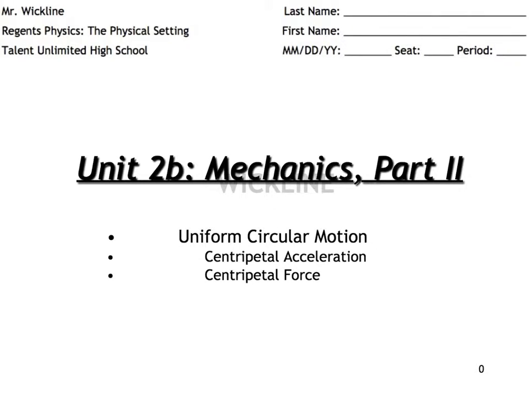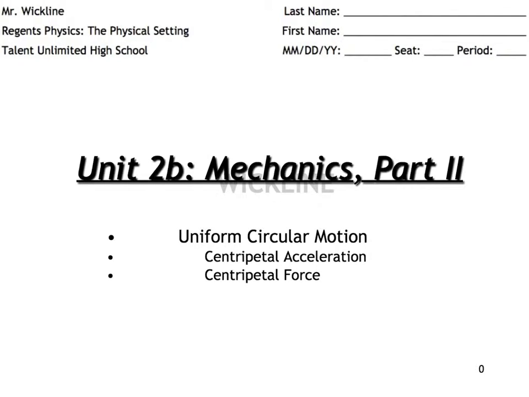Hello everybody, this is our first lesson after the Unit 2A exam, and this is uniform circular motion. Uniform, as you remember, just means constant, so we have this constant circular motion. So think about planets spinning around the sun, or if you have a rock tied to a string and you're swinging the rock around your head. Those are examples, or at least they can be examples, of uniform circular motion.